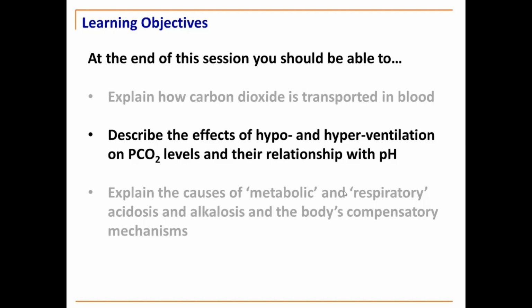So we're now going to think about the effects of hypoventilating, so that's breathing slower, and hyperventilating, being faster, on CO2 levels and their relationship with pH as well. Just remember, whenever you see the words hypo and hyper, hypo is always kind of less and hyper is always more. So hypothermia is cold, hyperthermia is hot, for example. Okay, let's go.